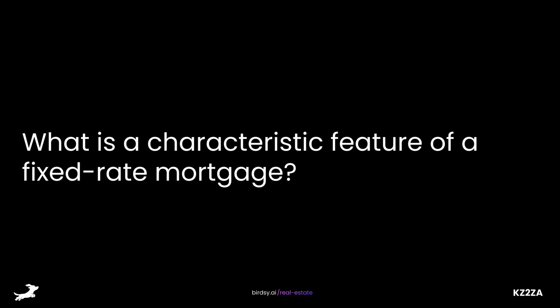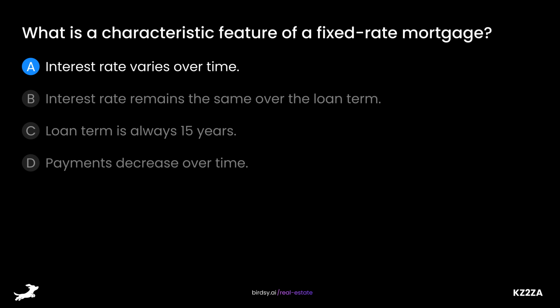What is a characteristic feature of a fixed-rate mortgage? Is it A, interest rate varies over time? B, interest rate remains the same over the loan term? C, loan term is always 15 years? Or D, payments decrease over time? The answer is B, interest rate remains the same over the loan term.